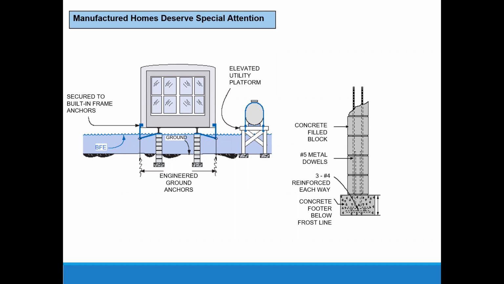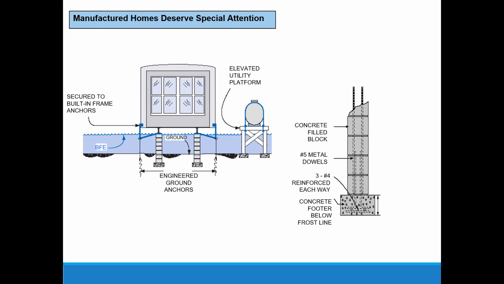And so there's a diagram here with the reinforcement of the concrete footer that's below even the frost line, which is something to think about. It has metal dowels, and so you have concrete filled blocks that are reinforced and cemented together, which is important because we have seen manufactured homes that are just sitting on cinder blocks that are not reinforced or attached or anchored in any way. So making sure that that is the case.